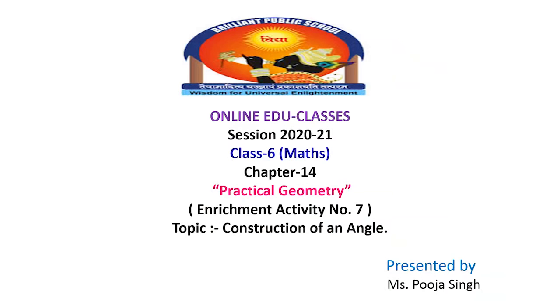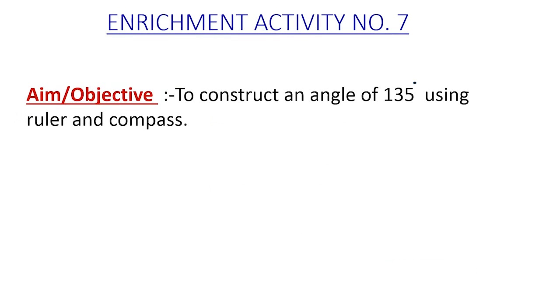Today we will learn about chapter number 14, that is practical geometry, and here we are going to discuss enrichment activity number 7, that is construction of an angle. So children, here we have the aim for our enrichment activity number 7, that is to construct an angle of 135 degree using ruler and compass.